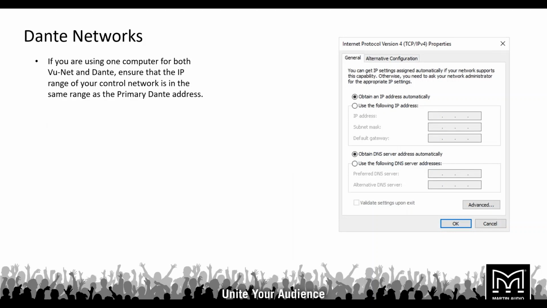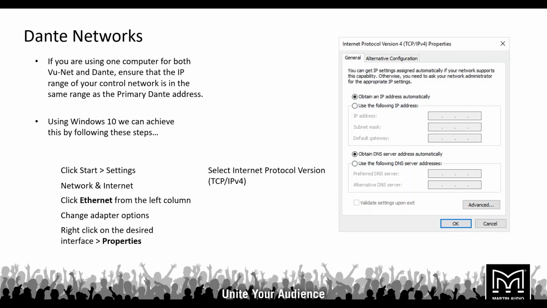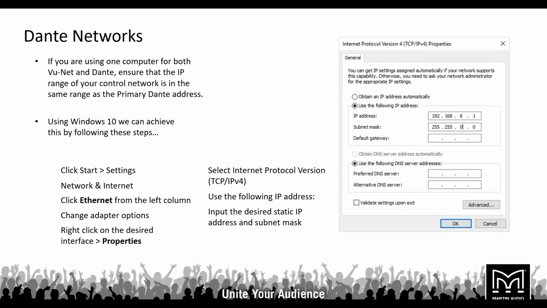So now we're just going to have a quick look at setting a static IP address for a Windows 10 computer, because we do actually get quite a few questions about how to do this. So to do it, click Start and Settings, Network and Internet, click Ethernet from the left column, change adapter options, right-click on the desired interface, there's Properties, select Internet Protocol version TCP IPv4, click Use the following IP address. We can see that it's set currently to obtain automatically. Input our desired static IP address and subnet mask, and click OK.